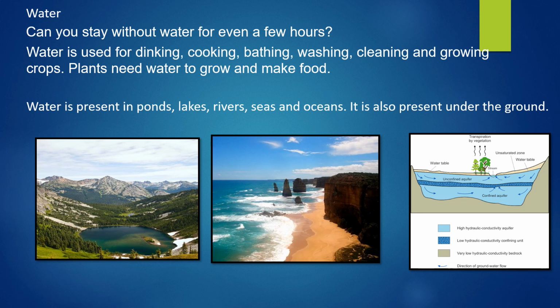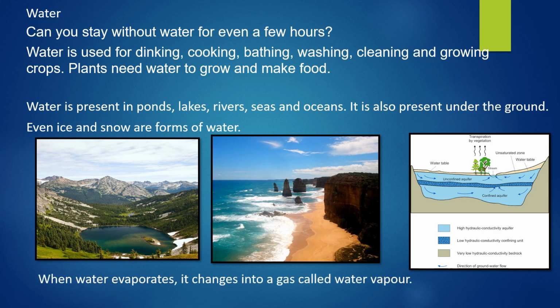Water is also present under the ground, so plants absorb water from the underground. Even ice and snow are forms of water. In the previous chapter we learned that ice and snow are also forms of water. This is the solid form of water.